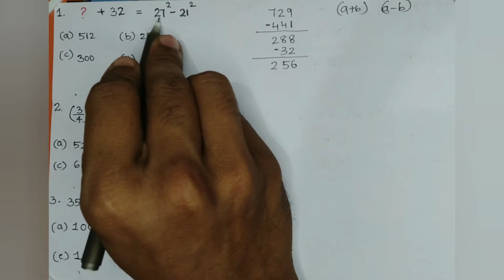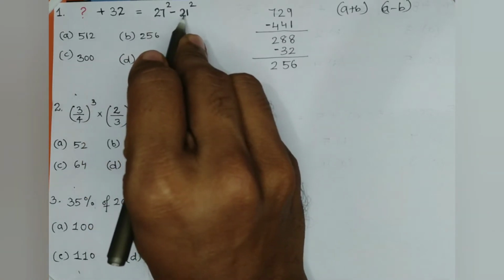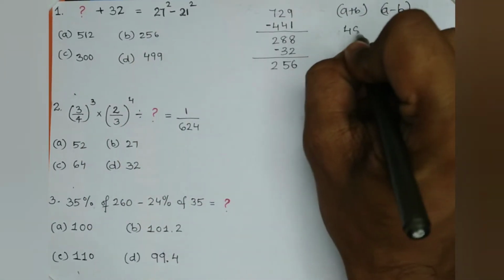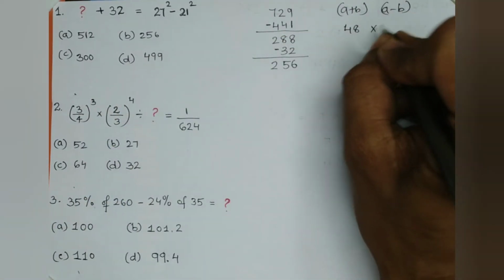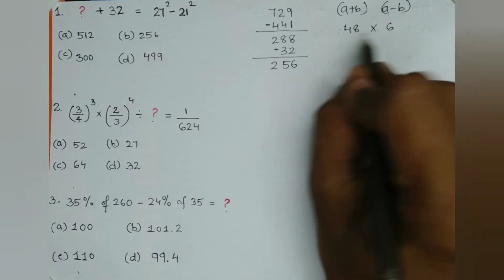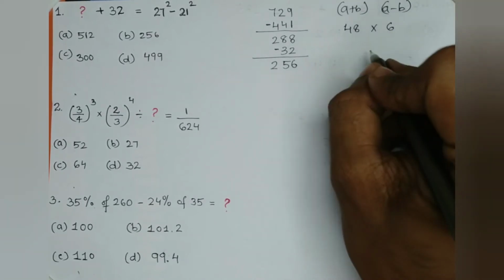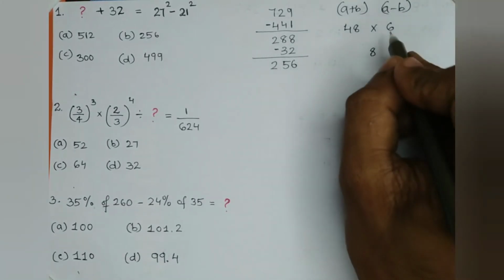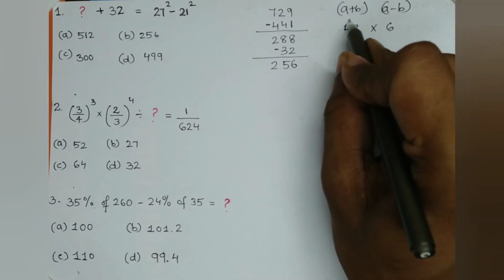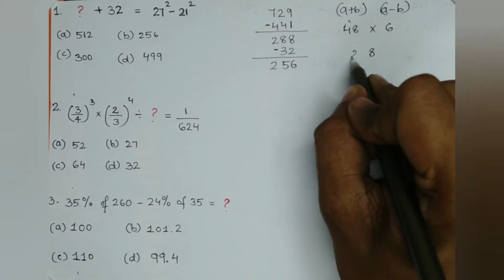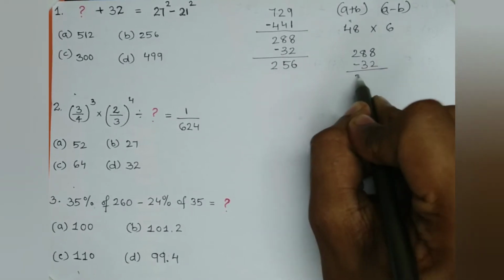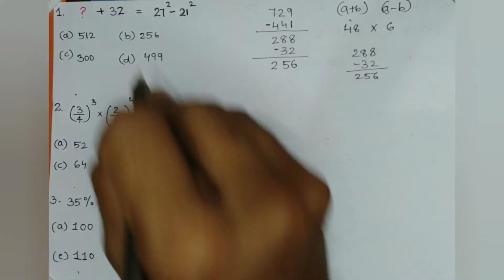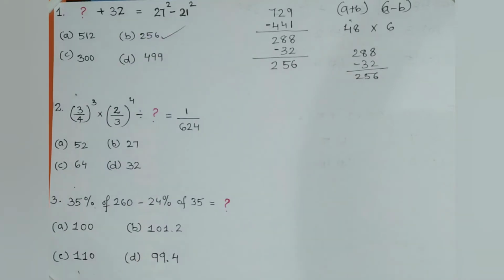So what is a plus b? Here a is 27 and b is 21, so a plus b will become 48. And what is a minus b? 27 minus 21 is 6. So when you multiply these two, 6 into 48, you get 288. And you have to subtract 32, you get the same answer, 256. So the option is option B, 256.